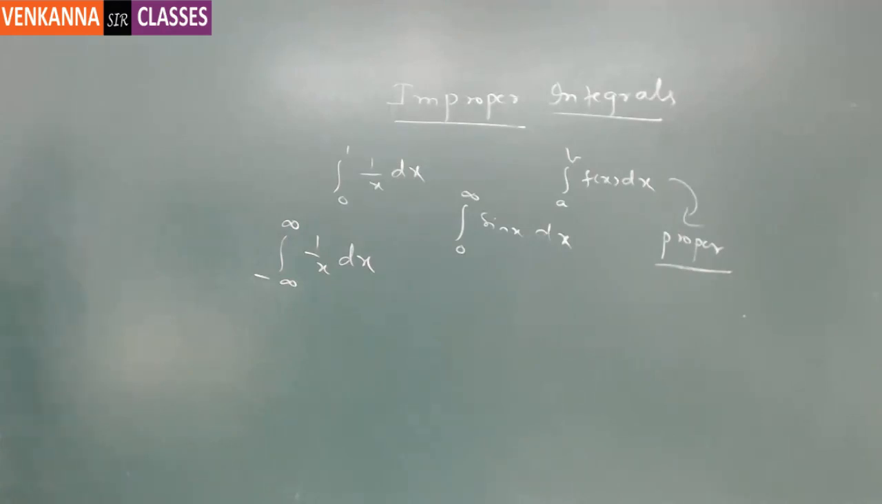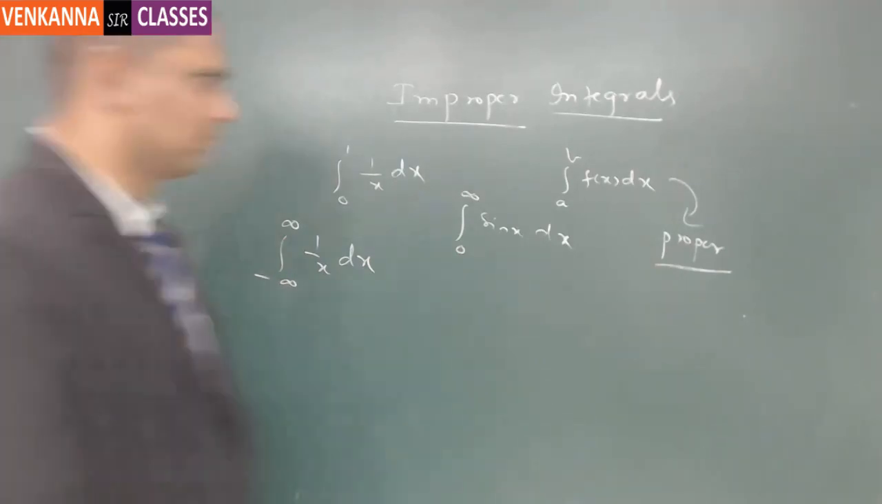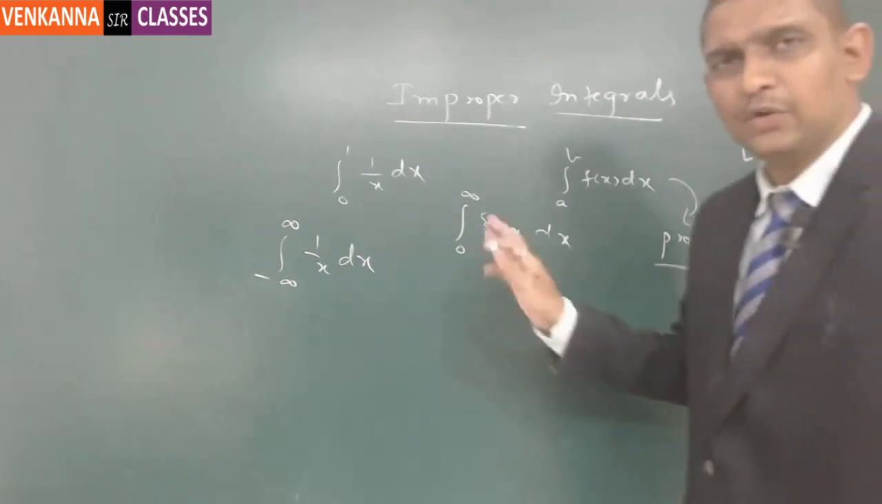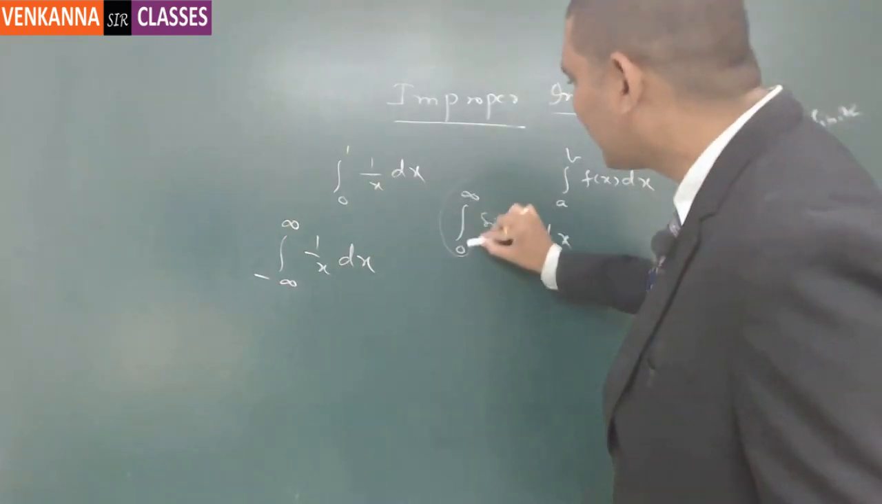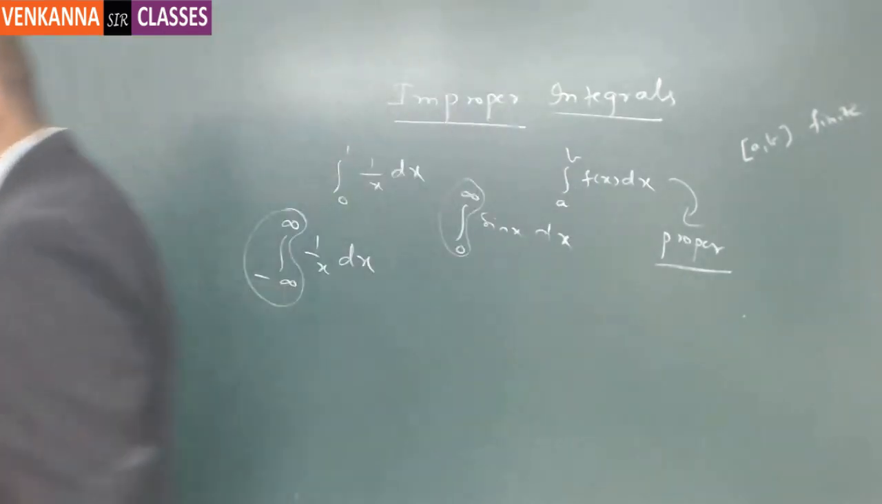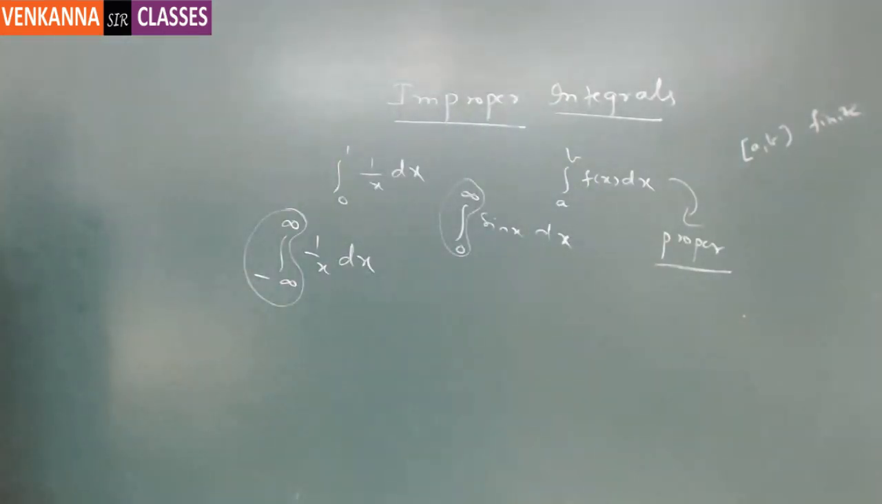Now let me give the definition. We say that an integral is proper if it satisfies two properties. The first one is that the interval you are taking must be finite. So generally, while doing integrations, we never consider an infinite interval, right? So the first thing is we always take a finite interval.